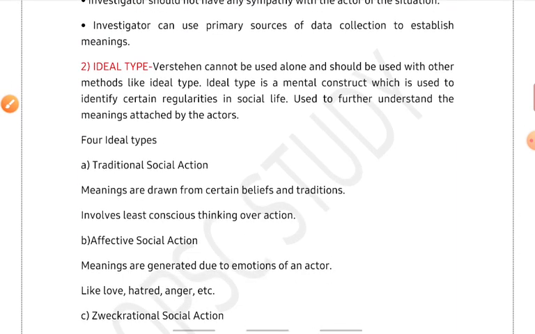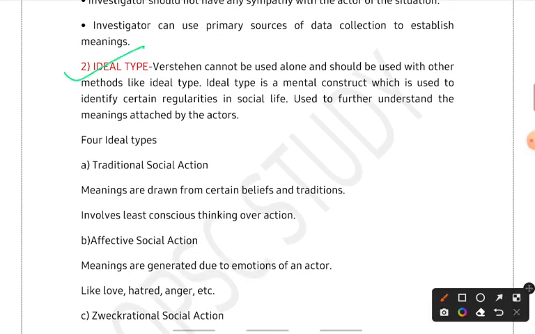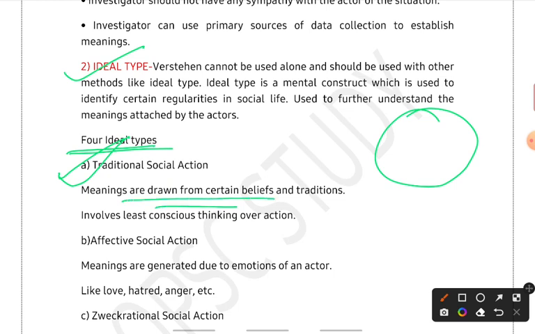Then the second tool that he mentions is ideal types. There should be certain ideal types that need to be built, so that when you are doing a study, you can say, okay, this is the ideal type of this particular action. So if the actor is performing this particular action, then he falls in this ideal type. For example, he gives four ideal types, like traditional social action, whose meanings are drawn from certain beliefs and traditions.